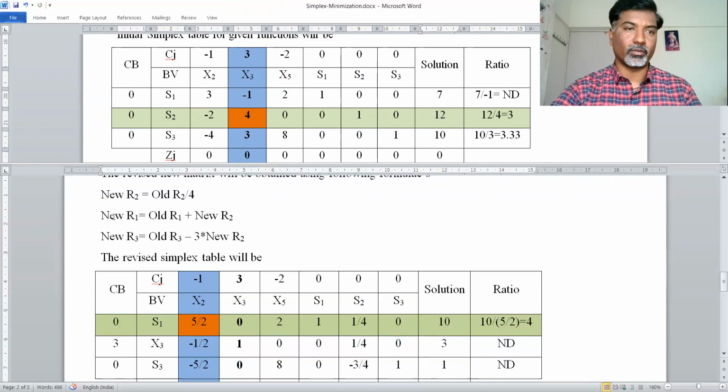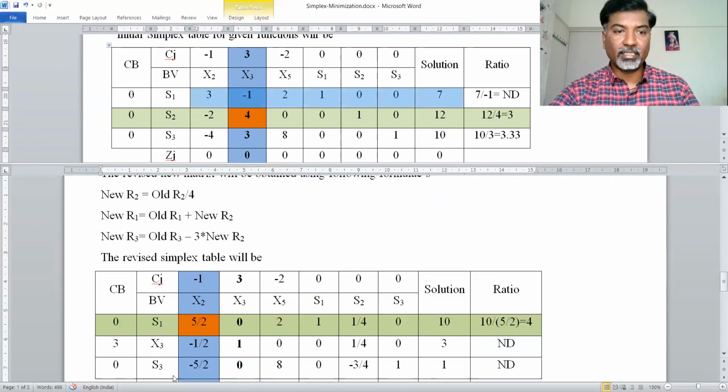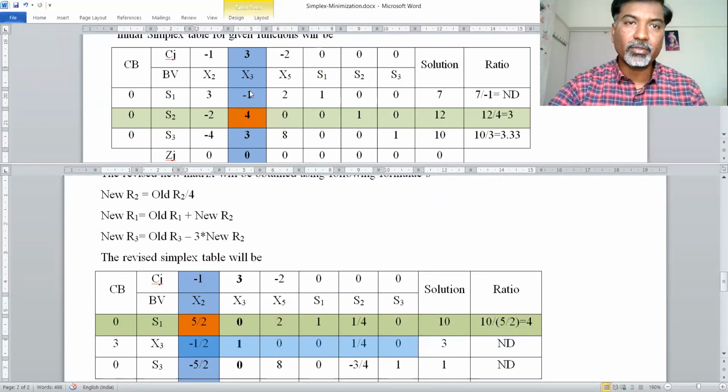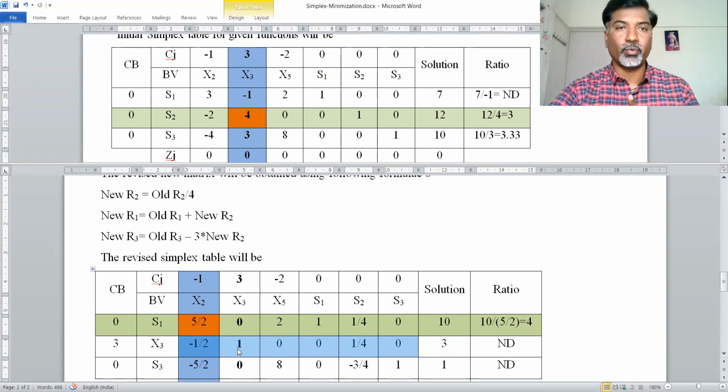New R1 is equal to old R1 plus new R2. So this is my old row 1, and this is my new R1, and this is my old R2. So what do I have to do? I have to make this value 0. The old value is -1, the new value is 1. So -1 plus 1 is equal to 0. This is the rule I know. If you add -1 and +1, you will get 0.